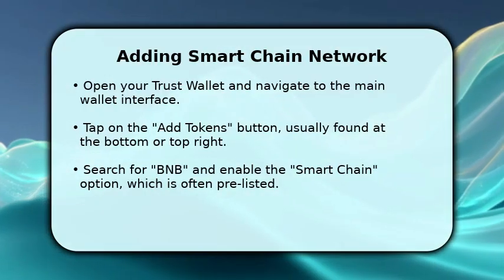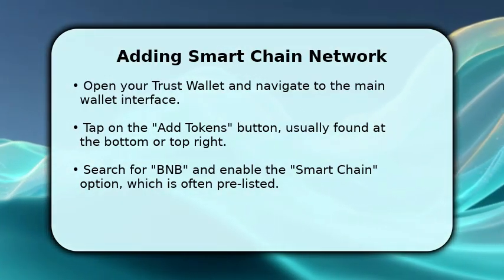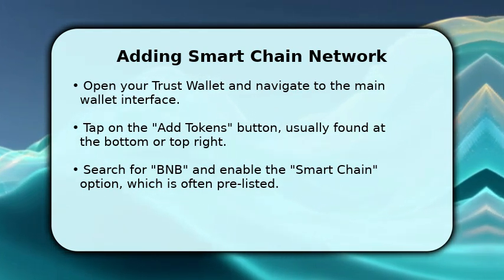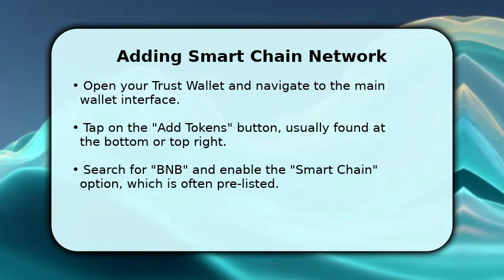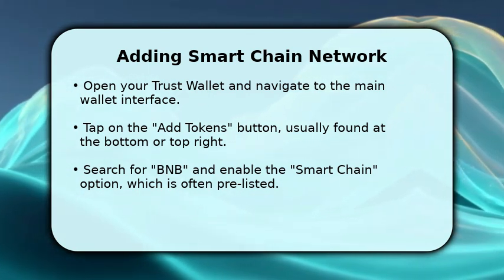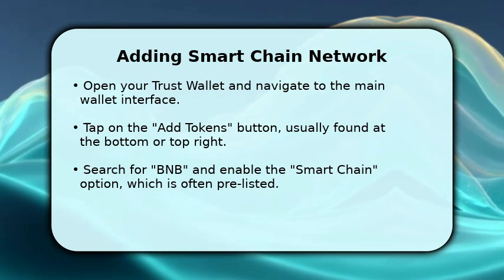To begin, open your Trust Wallet application. On the main screen, locate and tap the Add Tokens button. This will bring up a list of available cryptocurrencies. Scroll down or use the search bar to find BNB Smart Chain or Smart Chain.